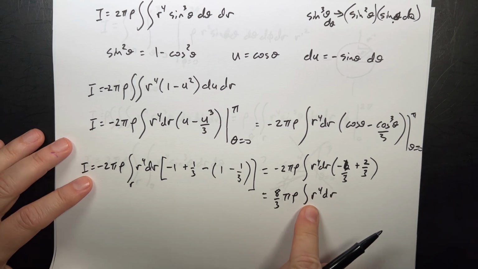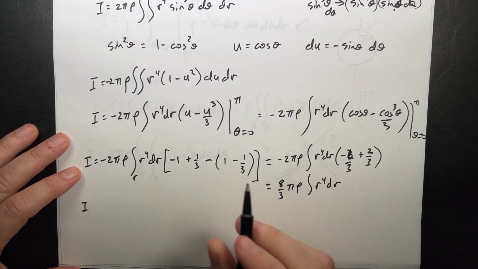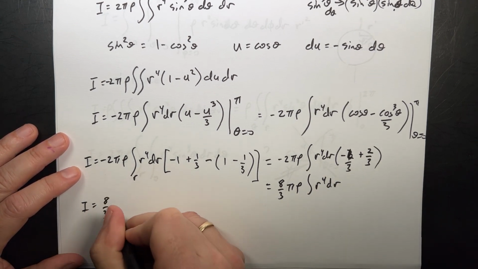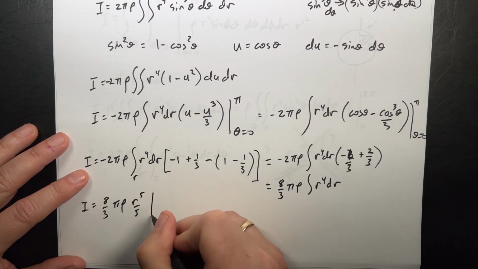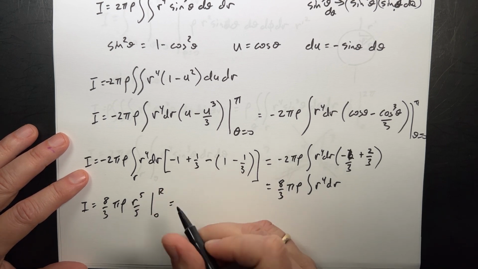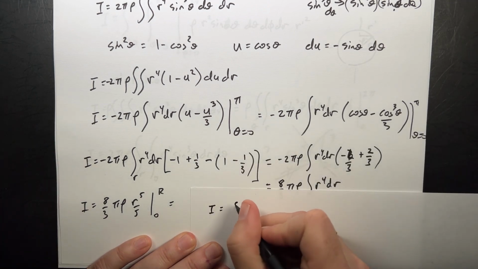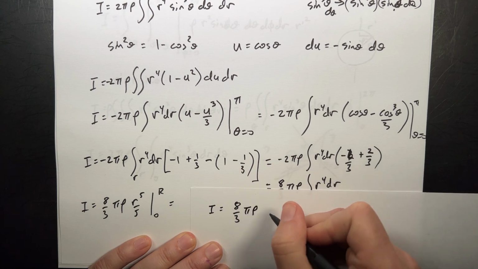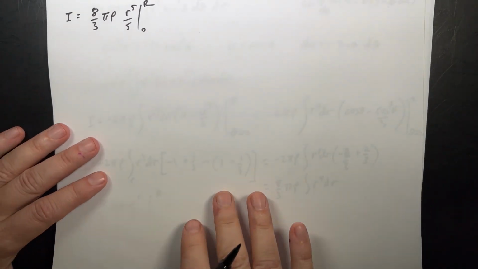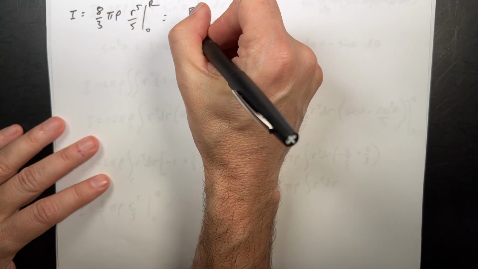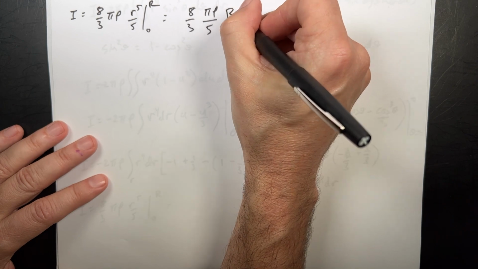Now I got this easy integral right here. I can integrate that, and that's going to be r to the 5th. So now I'll get I. Oh, the negative canceled. I is 8/3 pi rho. If I integrate this, it's going to be r to the 5th over 5 from 0 to r. I'm getting a new sheet because I feel pressed. So I is 8/3 pi rho r to the 5th over 5, 0 to r. And so that's just going to be equal to 8/3 pi rho over 5 r to the 5th.